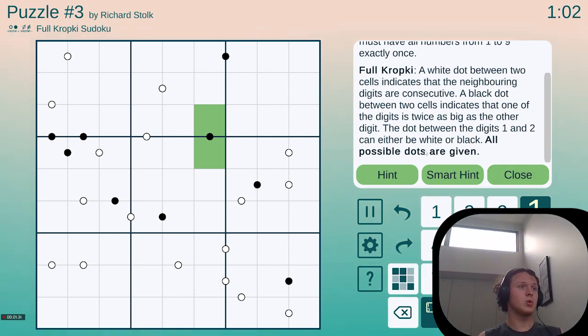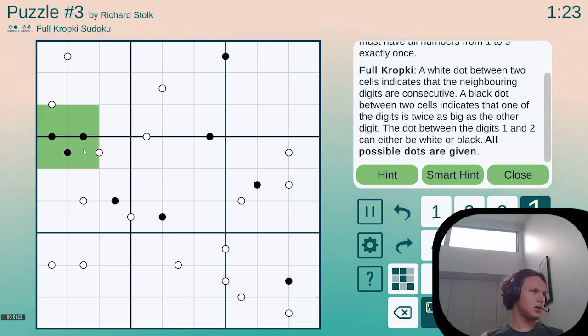And then the last one, all possible dots are given. Now this is, I think, going to be extremely helpful. So we have a 9, let's say, in this top right corner. We know that 8 cannot go in these two corners because otherwise there would be a white dot connecting them. Anyway, I'm just going to get started.